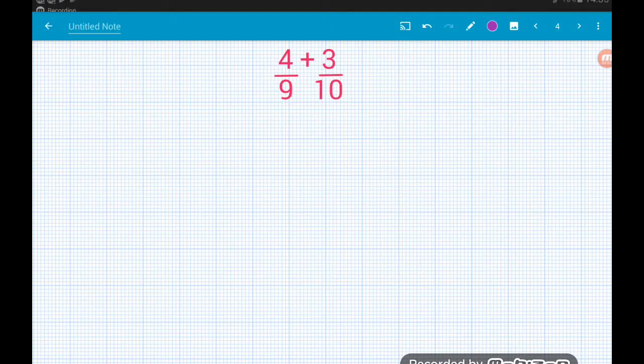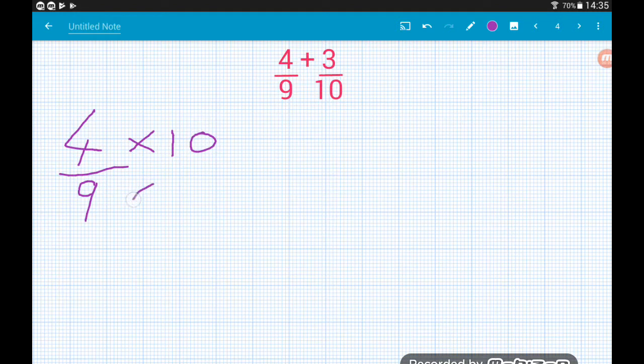Okay, then let's look at another. This time 4/9 add 3/10. The lowest common multiple between 9 and 10 is 90. So we're going to need to alter each fraction so that we've got a 90 on the bottom. With 4/9, we're going to need to multiply top and bottom by 10, and that's going to give us 40/90.